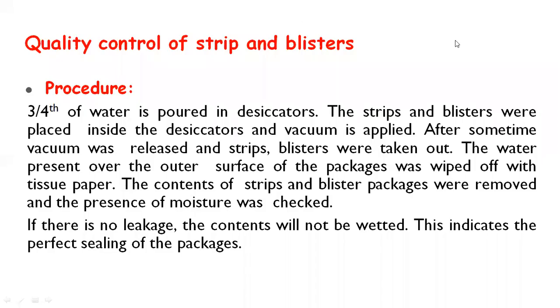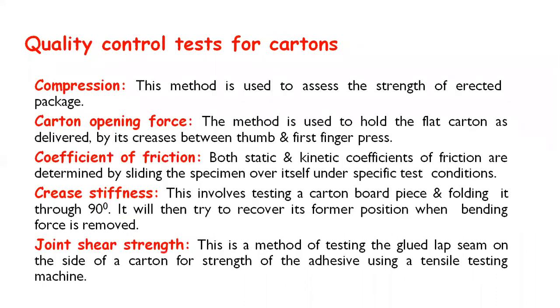3/4 of water is poured in desiccators. The strips and blisters were placed inside the desiccators and vacuum is applied. After some time, vacuum was released and strips, blisters were taken out. The water present over the outer surface of the packages was wiped off with tissue paper. The contents of strips and blister packages were removed and the presence of moisture was checked. If there is no leakage, the contents will not be wetted. This indicates the perfect sealing of the packages.